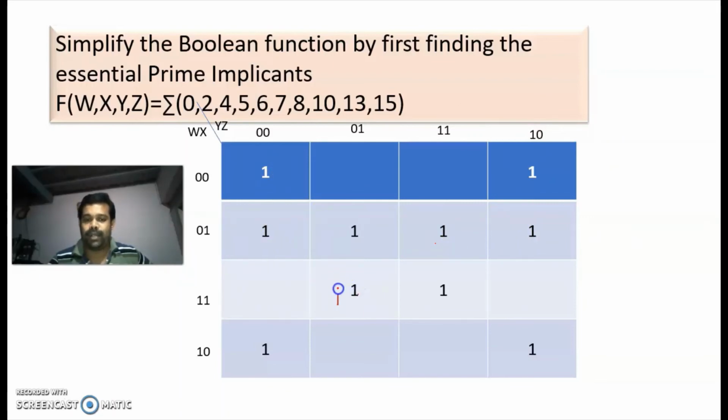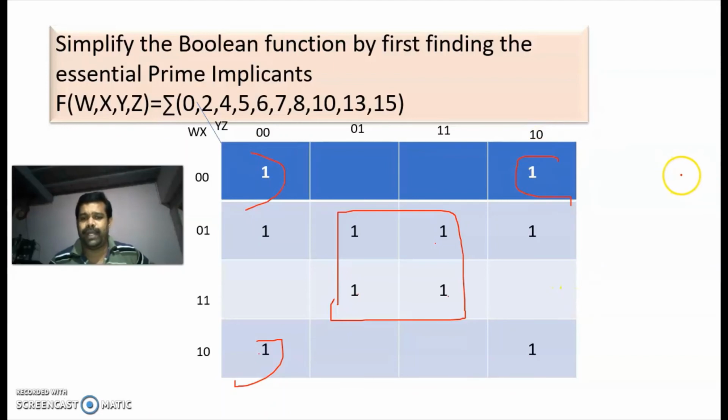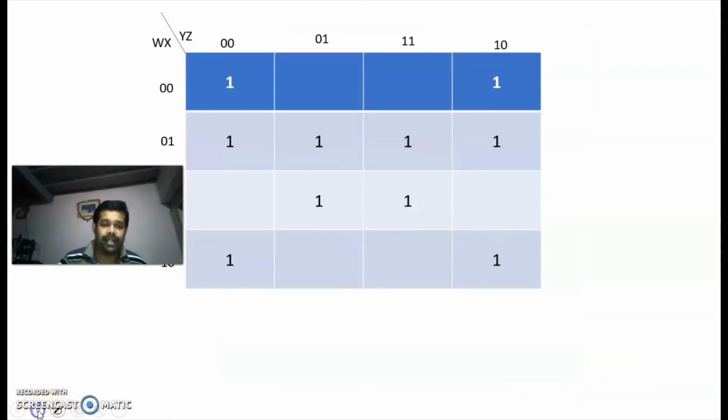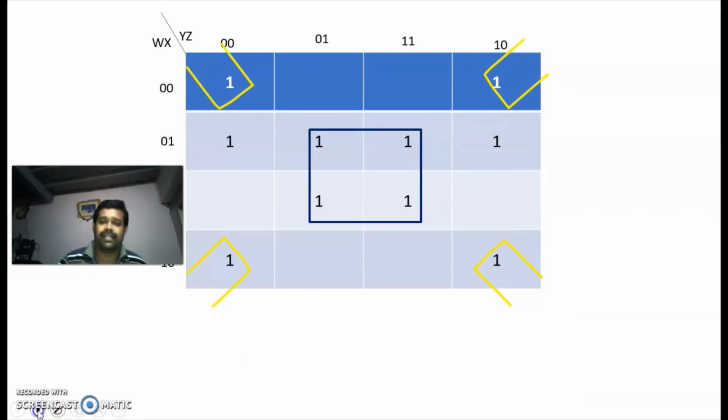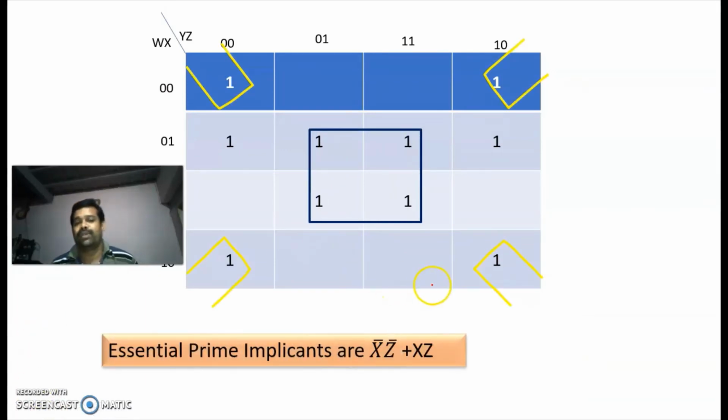This one can group only this way. Similarly, this one can group only this way, so this is an essential prime implicant. This one can group only this way. So now we are checking the essential prime implicants. This is one essential prime implicant. This is the second essential prime implicant. So here you are having two essential prime implicants.